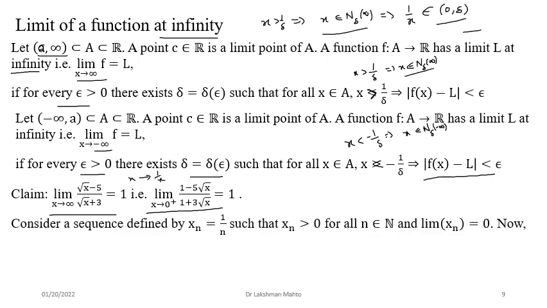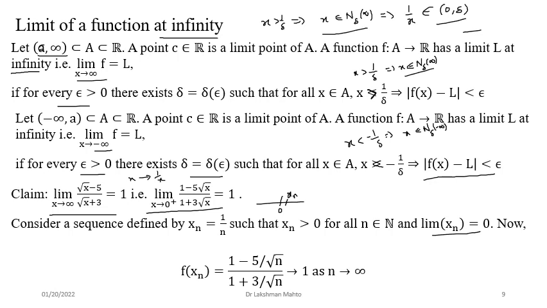So here we are trying to find the limit of this one. We come up with a sequence having terms after zero. Every term 1 by n is after 0, and we know that 1 by n approaches 0, that means the limit of the sequence is 0. Then we see the limit of the corresponding functional sequence. So what is f of xn here? If you simplify, f of xn is 1 minus 5 by square root of n divided by 1 plus 3 by square root of n. When you take the limit of this functional sequence as n approaches infinity, it approaches 1. That's why we say that the limit of this function is equal to 1.